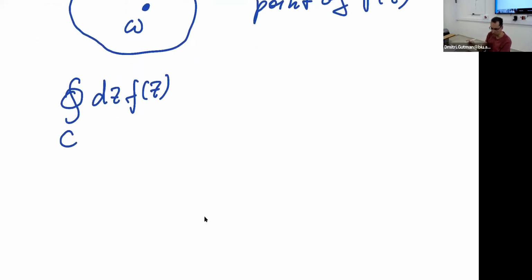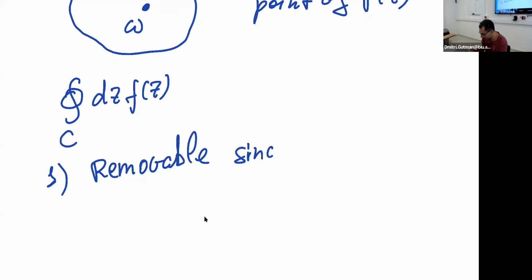So let's start with removable singularity. So case one, removable singularity. What is the value of the integral above if W is a removable singularity?